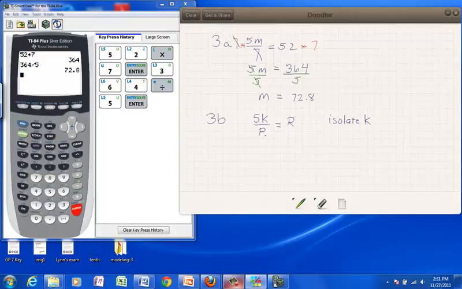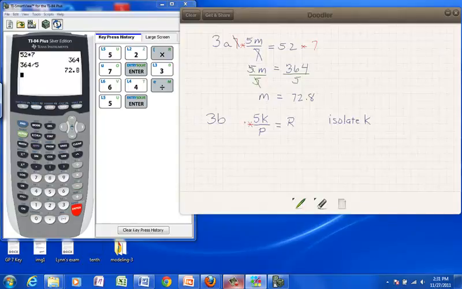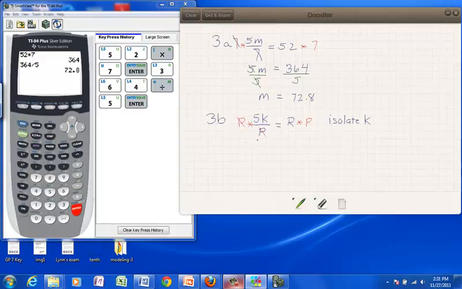Again, my first step, since there's a fraction, is to try and eliminate the fraction. The denominator is p, so I'm going to multiply both sides by p. Then these p's will cancel. And I'll be left with 5k and r times p. R times p can be written a little simpler by just writing it as rp.